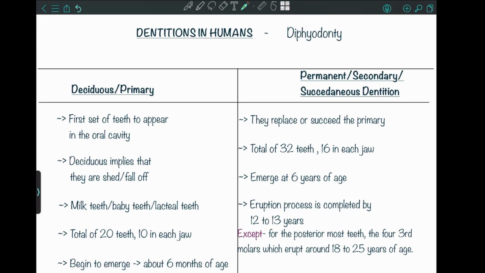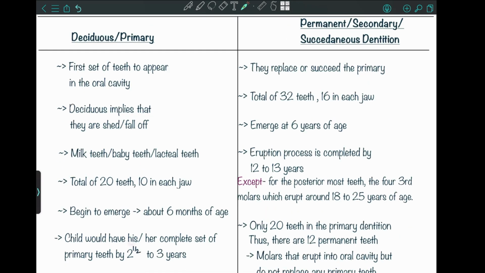The primary dentition consists of a total of 20 teeth, 10 in each jaw. The primary teeth begin to emerge into the oral cavity at about 6 months of age, and the child will have his or her complete set of primary teeth by 2.5 to 3 years. Next is permanent, secondary or succedaneous dentition.